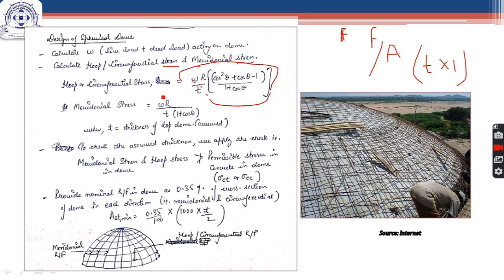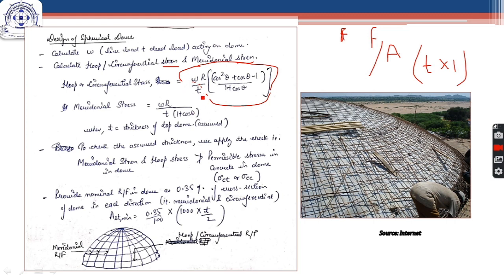So circumferential force divided by T will give you circumferential stress, and the meridional force divided by T will give you the meridional stress. So according to working stress method, these two stresses which are acting on the dome due to the load W should be less than the permissible stresses in concrete of the dome. So we apply this check.